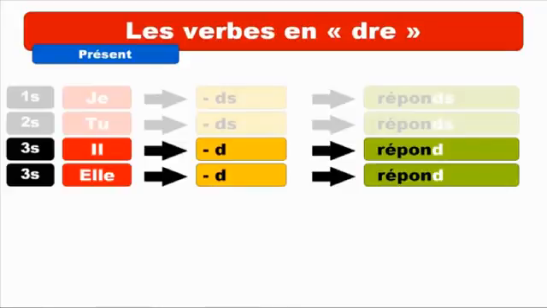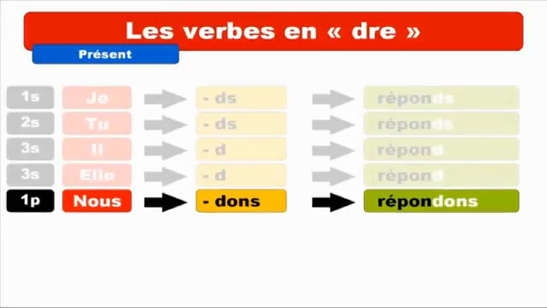Okay, so je, tu, il, and elle, phonetically, they're the same form, and it's répond. Okay, so let's see how nous goes now. And then the ending for nous, it's D-O-N-S, so it's don, okay? And then you will get this form, répondons, so it's nous répondons.